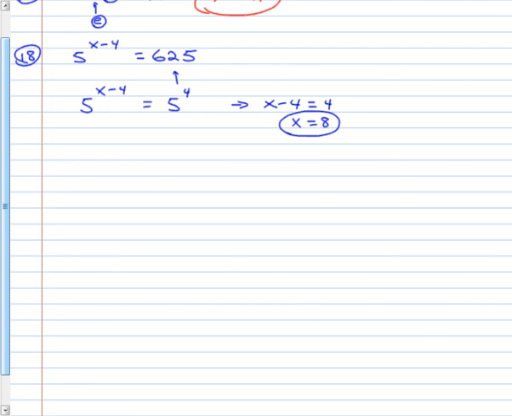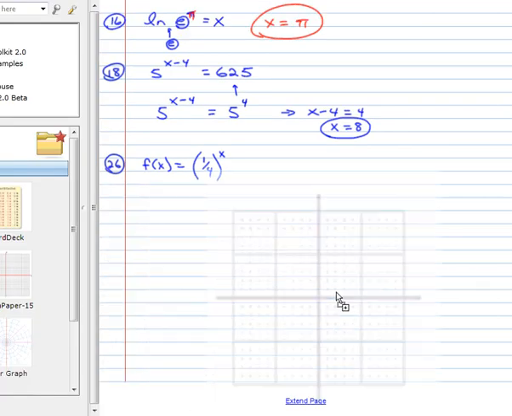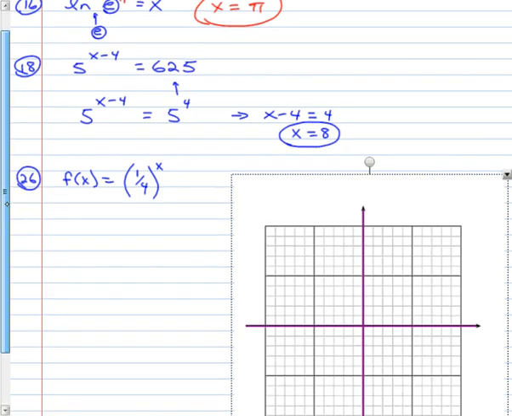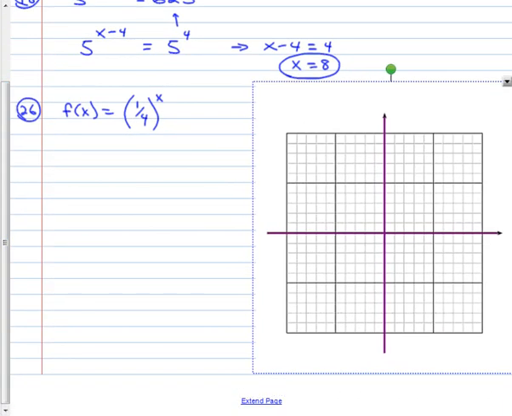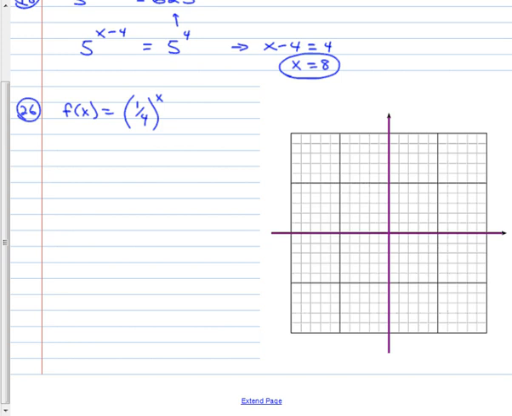26 is the next one. They want us to sketch the graph of these functions. So 26 is f of x equals 1/4 to the x. So these are exponential equations, exponential graphs. And there are two basic kinds of exponential graphs. We have the increasing function, and that's where our base is greater than 1. And then the decreasing function. And that's what we have here, where our base is between 0 and 1.